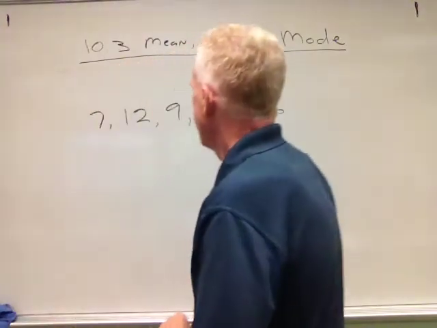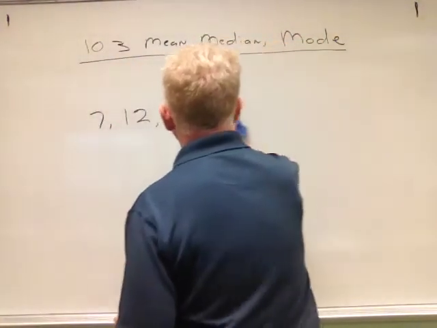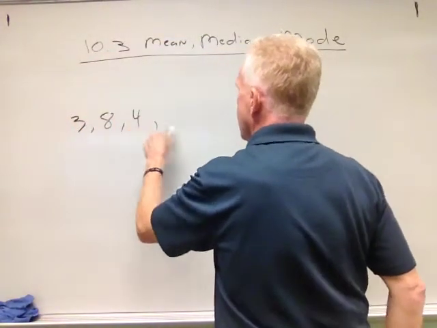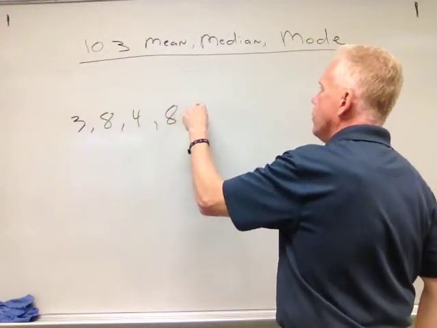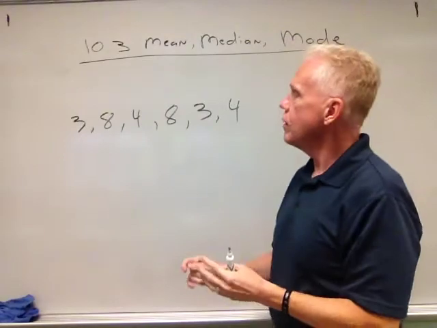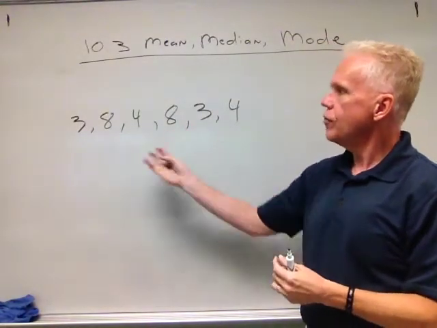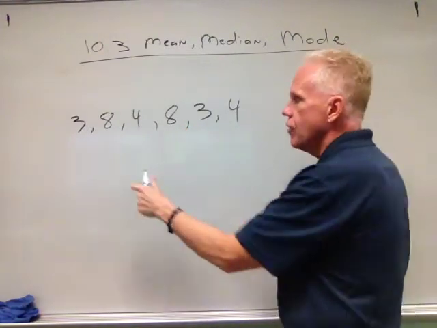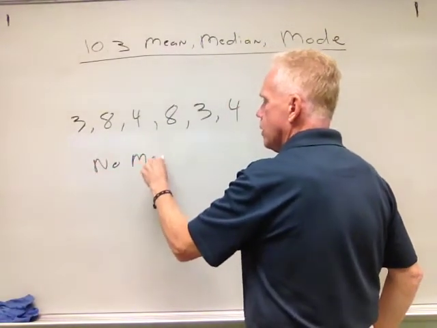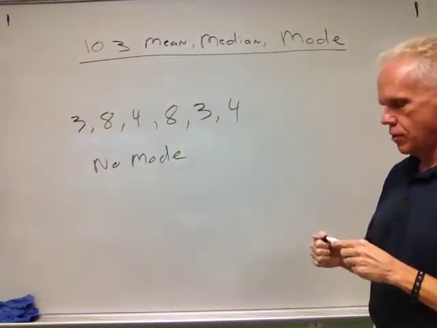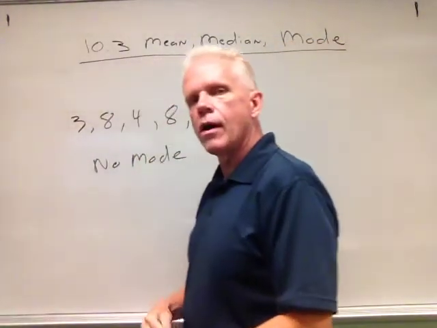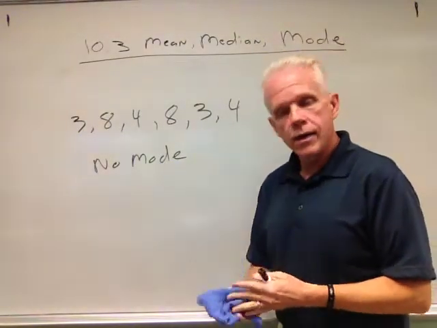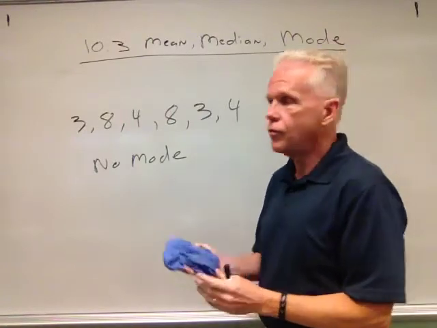One more example of mode. If I had 3, 8, 4, 8, 3, 4. What you'll notice here now is the 8 appears twice, the 4 appears twice, the 3 appears twice, because all of them appear twice, nothing appears more than anything else, so again, no mode. Okay? No mode. All right, so the number that appears the most often is the mode. If everything appears the same amount, you would have no mode, and you may have 2 or 3 modes.